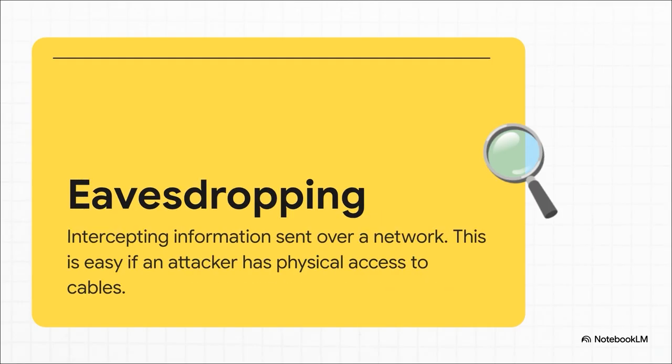Eavesdropping is just someone listening in on a conversation that isn't theirs. And on a wired network, if an attacker can physically get to the cables, it's shockingly easy for them to just tap in and see everything. This is precisely why encryption is your best friend. Even if they can grab your data, encryption makes it all just unreadable garbage to them.